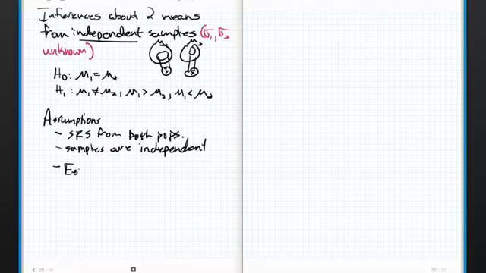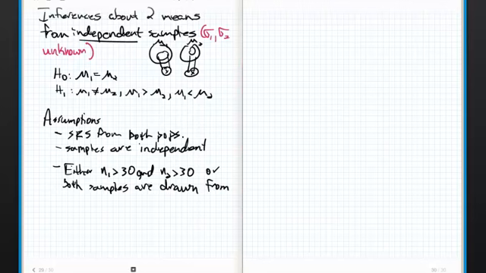Now, this is a biggie. It's either or both, of course. You can have both if you want. So, either the first sample size is greater than 30 and the second sample size is greater than 30. In other words, the sample sizes are greater than 30. Or both samples are drawn from normal populations.